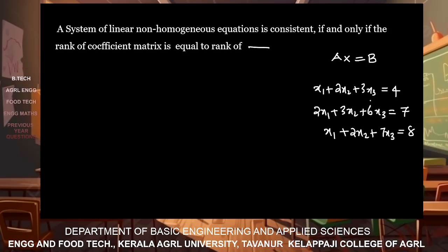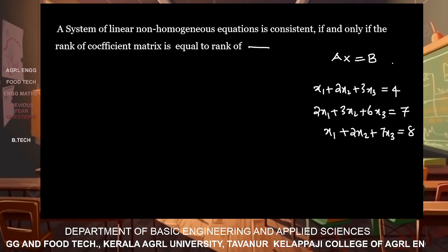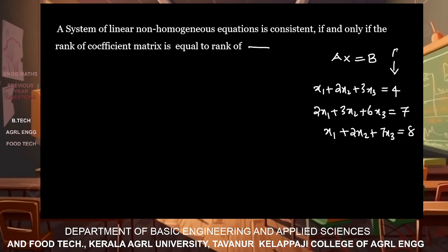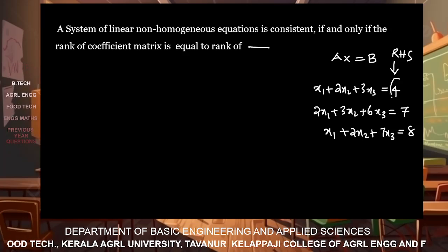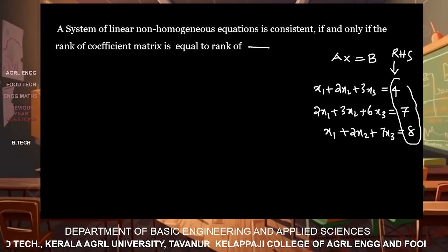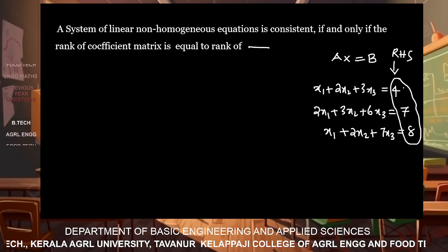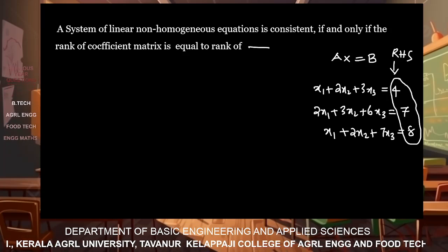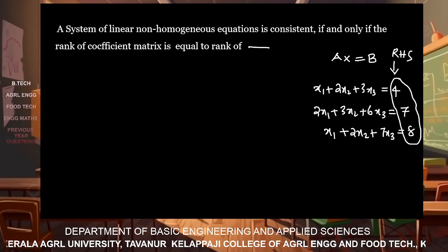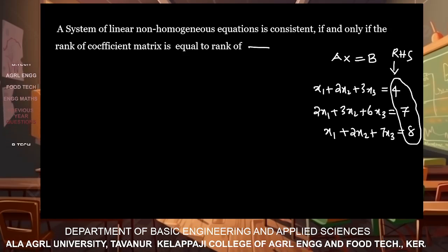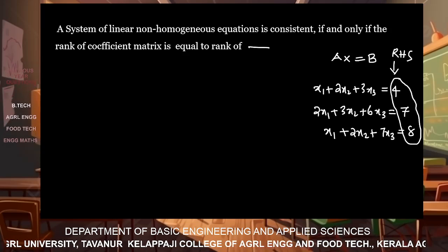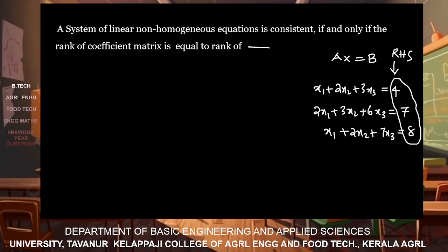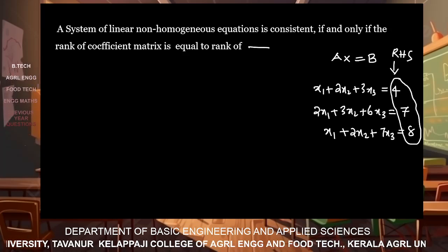Now why is it called non-homogeneous? Suppose the right hand side, this is our RHS, if all the right hand side entries are equal to 0, then the system is called homogeneous. If at least one of them is non-zero, here all three are non-zero values, so it is a non-homogeneous system of equations.